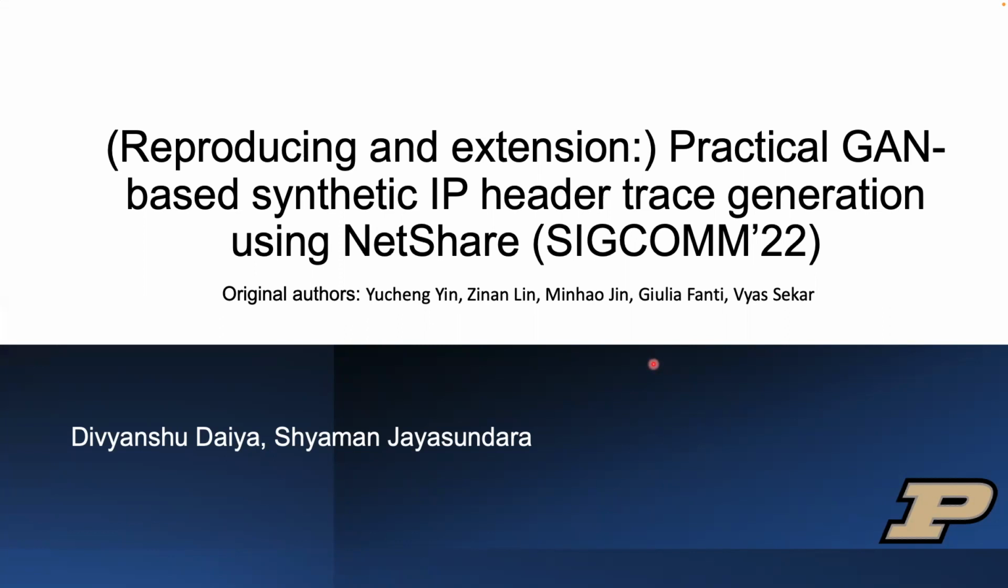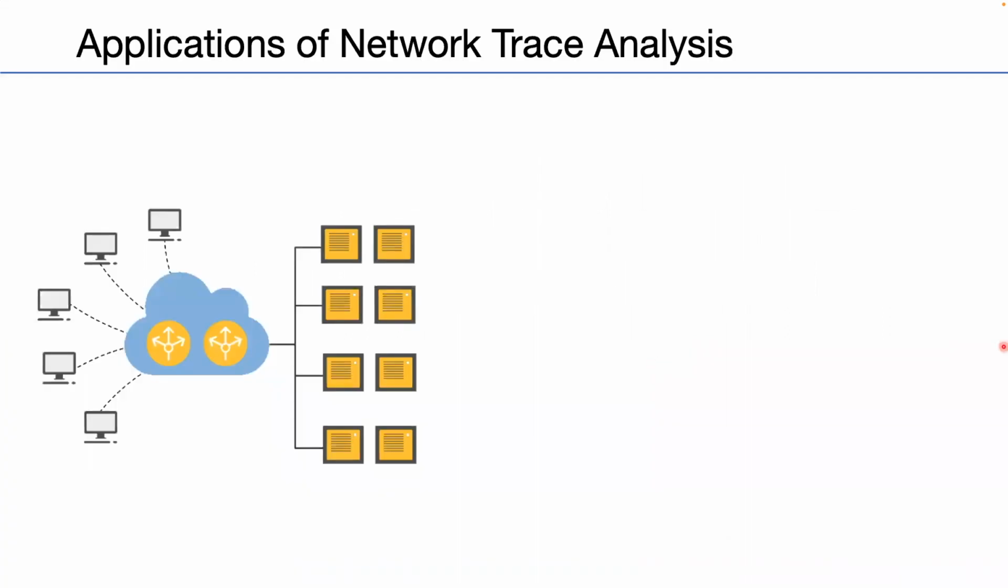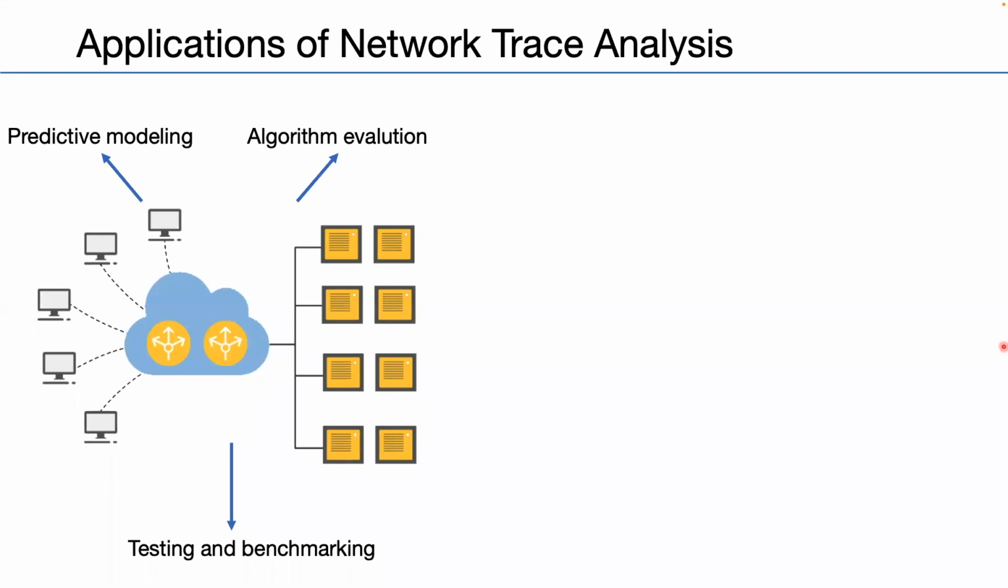So let's get started. First of all, let's start with some use cases of network traces. Network traces are used in a variety of ways, such as predictive modeling, like anomaly detection and fingerprinting. They also enable data-driven network monitoring algorithms and testing. Also, benchmarking of new hardware and software. Therefore, there is a need for good quality data to accomplish these tasks.